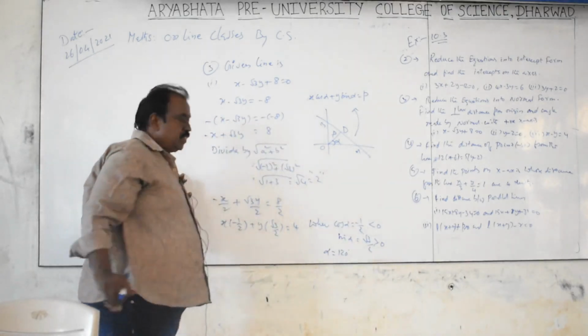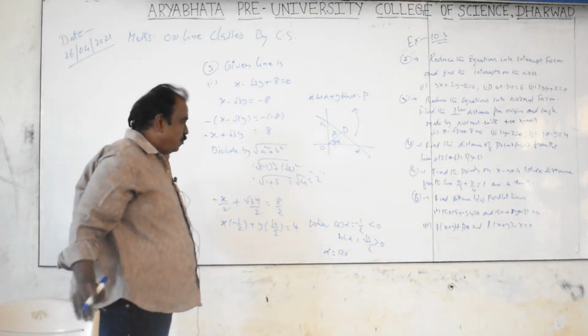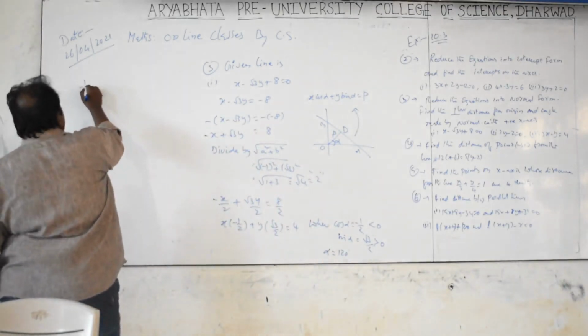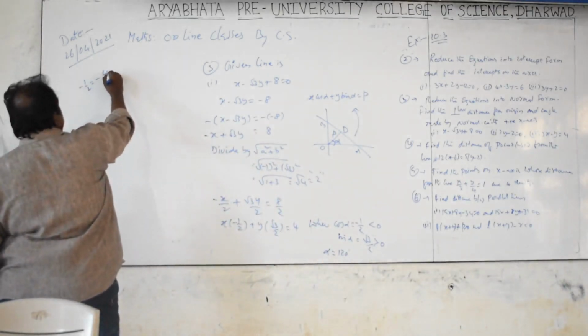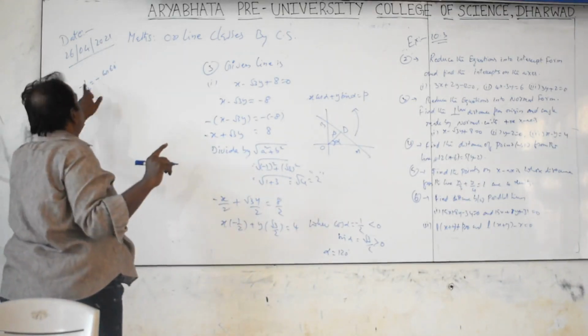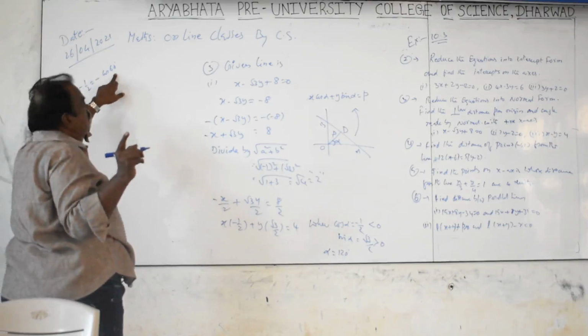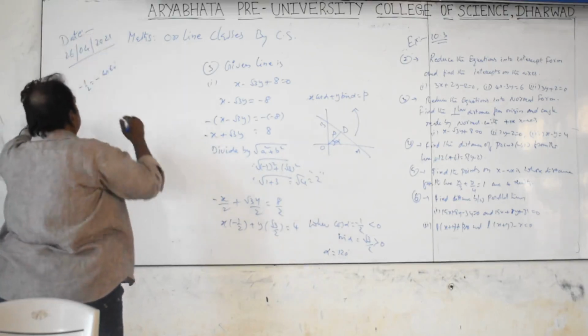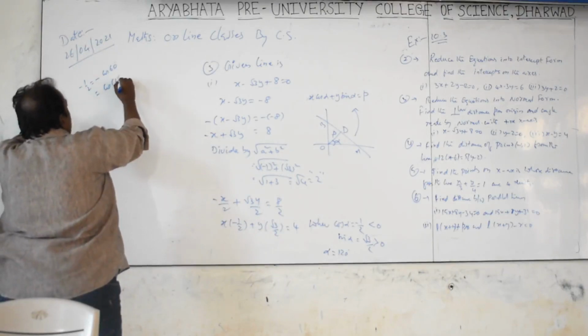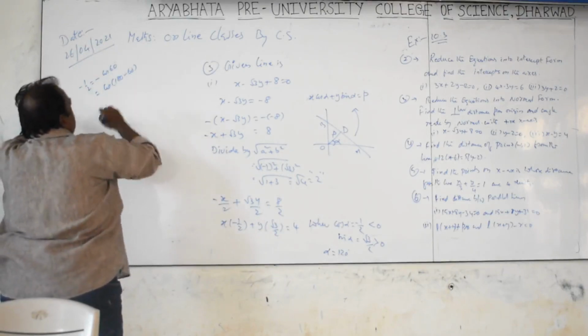Will you agree? Cos 120, just observe me. Minus 1 by 2 means minus cos 60 actually. Observe me. Minus 1 by 2 is related with 60 degrees, cos 60. But it is cos of 180 minus 60. Will you agree?